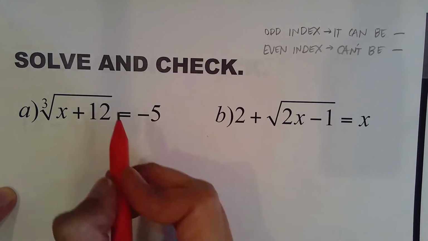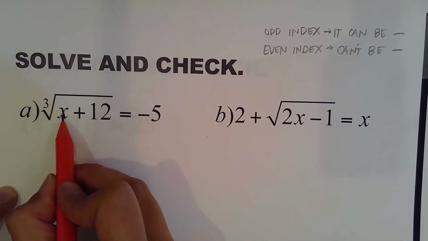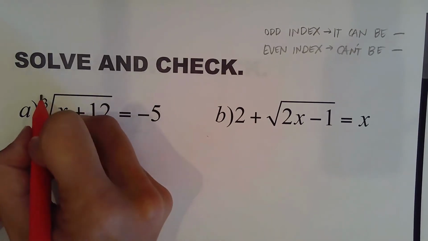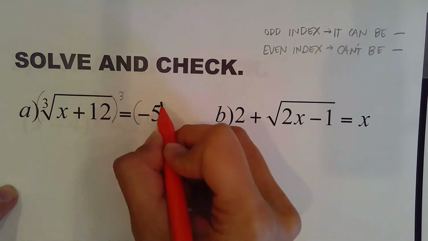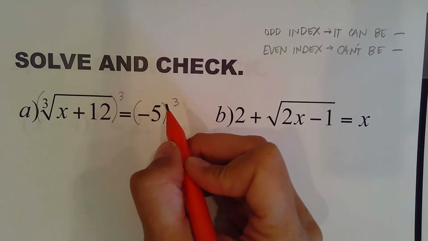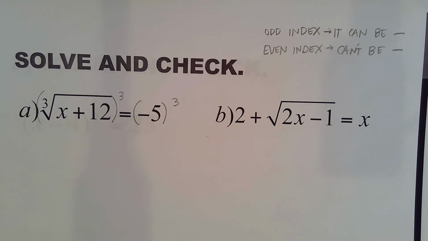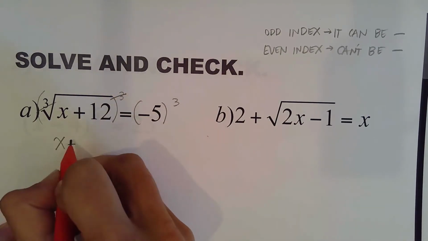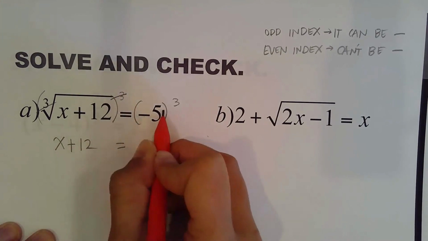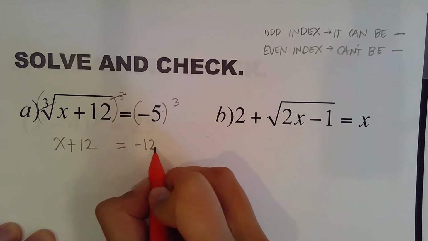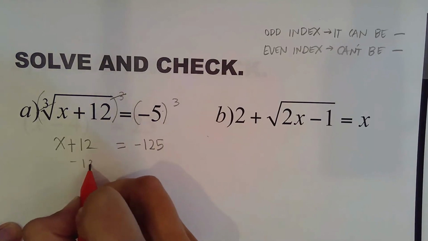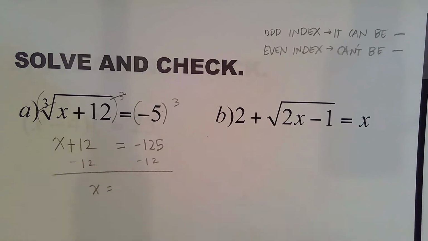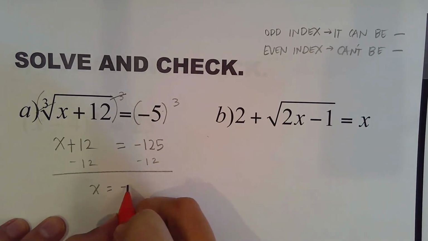Alright, so let's do this one. This is the cube root. So the cube root of x plus 12 has to be equal to negative 5. So we're going to cube both sides like this. When you cube the cube root, that's going to go away and you're going to be left with x plus 12. Negative 5 cubed is going to be negative 125. And then we're going to subtract 12 on both sides. So x is going to be equal to negative 137.